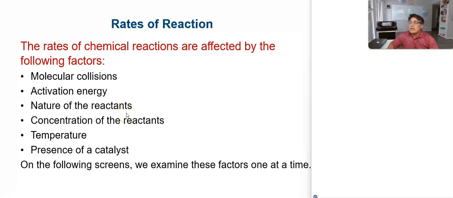Studying the rate of reaction. In the last video we also studied this, and in this video we will discuss it further. The rates of chemical reactions are affected by the following factors: molecular collision, activation energy, nature of the reactants, concentration of the reactants, temperature, and the catalyst. A catalyst can also increase the rate of reaction.